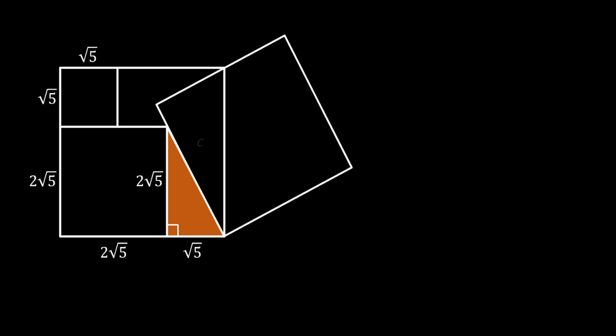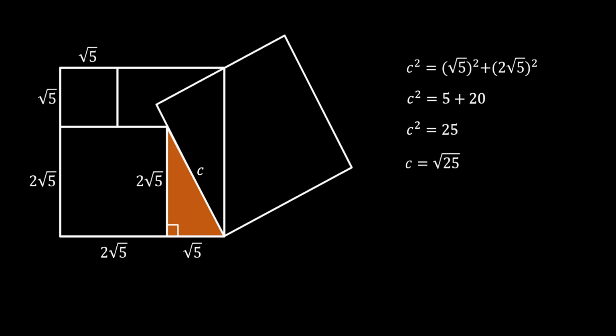Now, if we label the hypotenuse of this triangle as c, we can easily calculate this hypotenuse by using the Pythagorean theorem. So, c squared will be equal to square root of 5 squared plus 2 square root of 5 squared. And if we simplify and calculate, we will get that c squared is conveniently equal to 25, which means that c must be equal to 5.